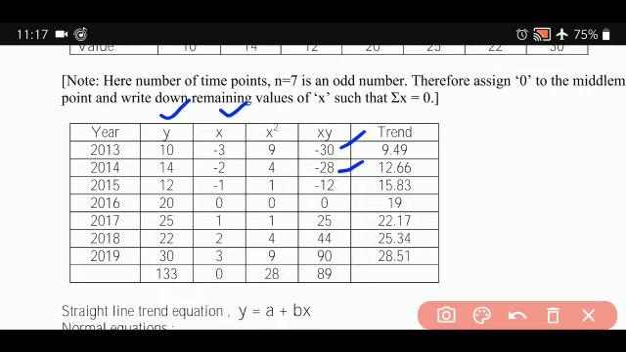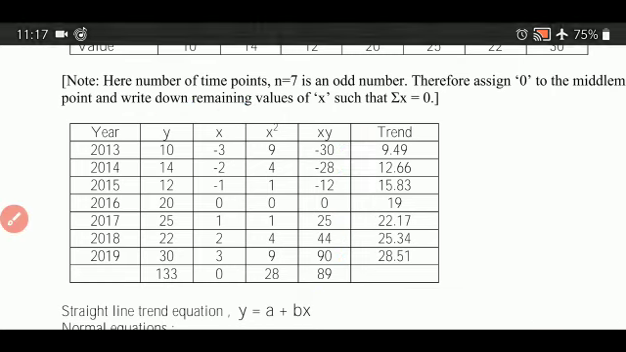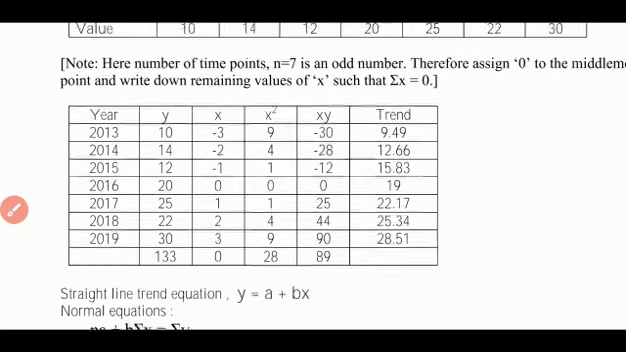12 into minus 1 is going to be minus 12, and this will be 0. 25 into 1 is 25. Then 44. 30 into 3 is 90, and summation xy is going to be 89. These are the tables you have to make.